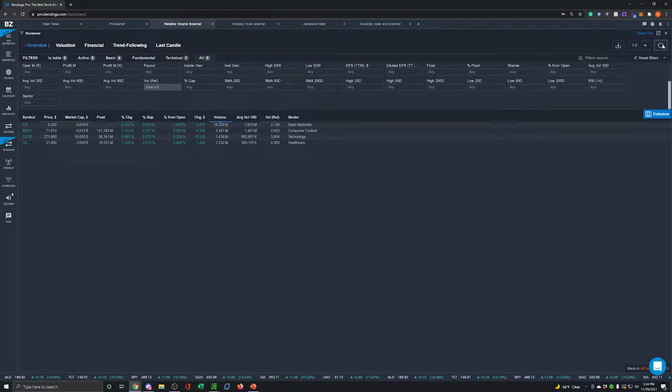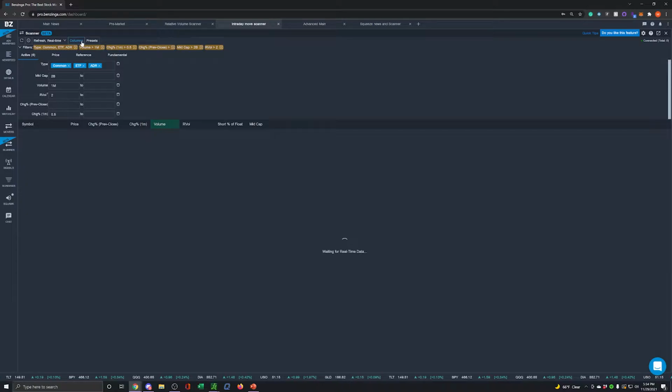You have to press this refresh button, which can be a bit of an issue if you're looking to take a quick glance, which is why I also personally set up my Intraday Move scanner. Pretty much the same concept. You're going to be able to see what I have on.